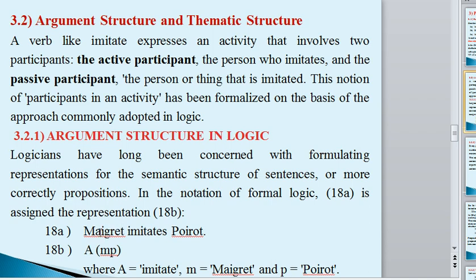The active participant, Margaret, is the person who imitates, and the second one, the passive participant, is the person or thing that is imitated. So it needs two kinds of argument. As logicians, we can rewrite this sentence like this, for example, A, M, P. A means the verb imitate, and these are two participants, M, Margaret, and P, Poirot. You see here, this is a kind of proposition. So we can write the main parts of this sentence like this. This is the work of a logician, okay?